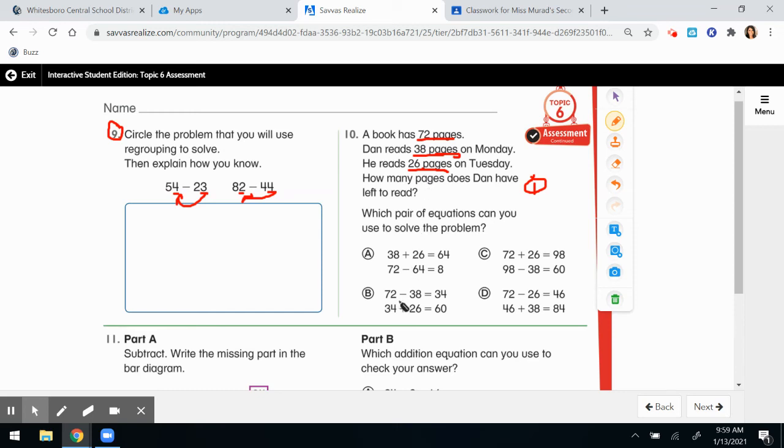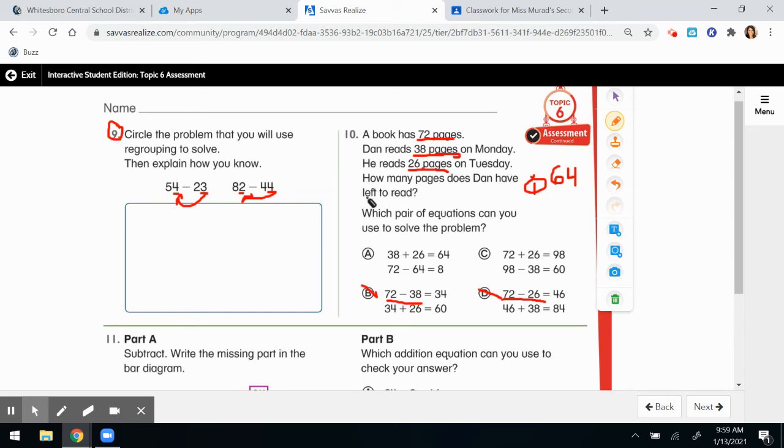Let's see. B doesn't have that, and D doesn't have that either. So let's cross that off. Nope. Actually, C doesn't have it either. But let's just wait and make sure we're right. So if we were to add 38 plus 26, we would get 64. That's how many pages he read on Monday and Tuesday.